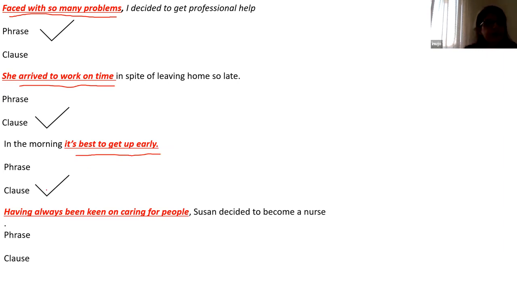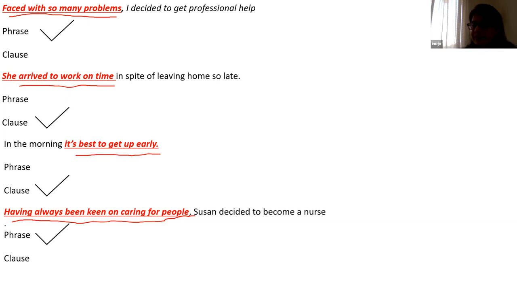Now the last one: having always been keen on caring for people, Susan decided to become a nurse. I'm underlining having always been keen on caring for people. Is this a phrase or a clause? Please identify, children. Let's see what the right answer is. The right answer is, again, it is a phrase, because having always been keen on caring for people doesn't have a subject, doesn't have a verb component, and also it doesn't complete your sentence. It doesn't give a full meaning, doesn't make much sense. Hence, this is a phrase.